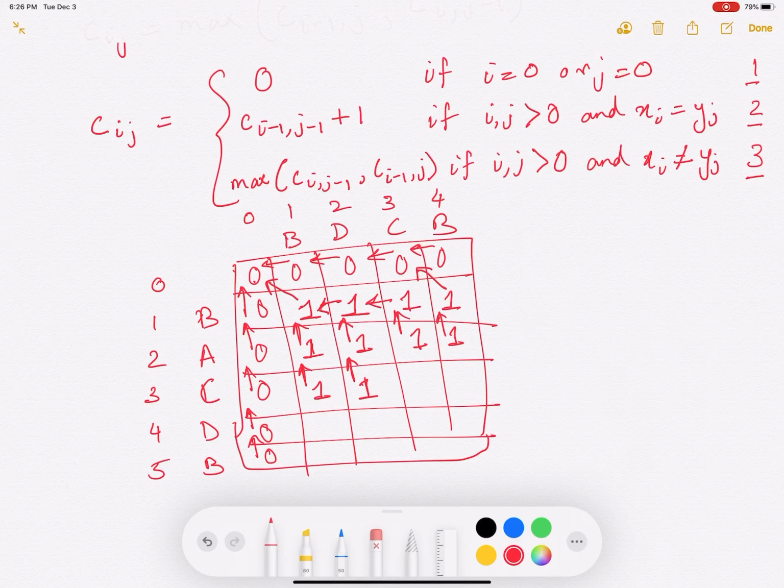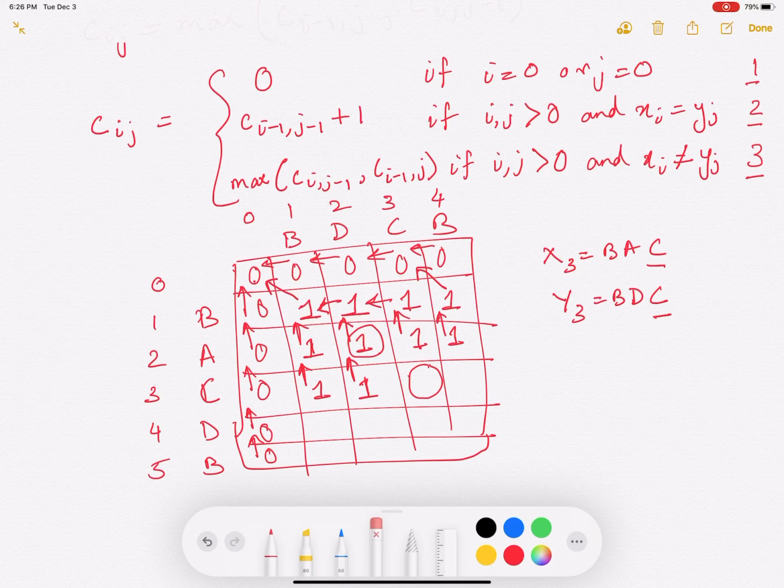So we're looking at x3, which is BAC, and y3, which is BDC. So we are at the case where the characters match. When you're trying to fill this box out here, you have to look at this box, because the characters match. So we are going to add 1 plus 1, which is going to give us 2.